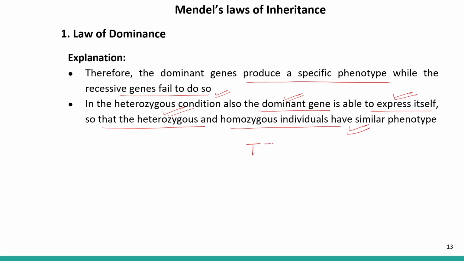So capital T and small t. By appearance, you cannot say that this one is the homozygous and this one is the heterozygous unless you know the genotype of it. Phenotypically or morphologically, both the plants will appear similar.